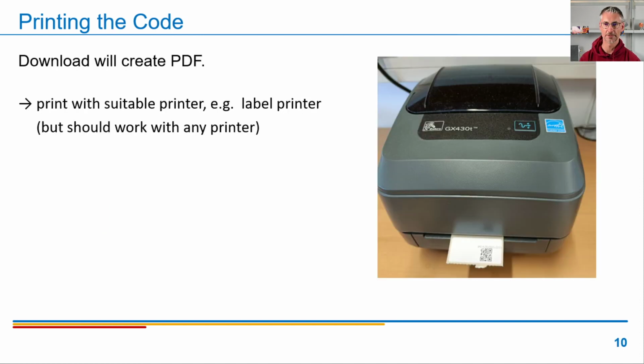So this is the printer I've used for this example, but essentially OpenBIS creates a PDF that you can print on any printer. If you have a label printer, then of course you have a sticky label that you can just attach to your sample holder.